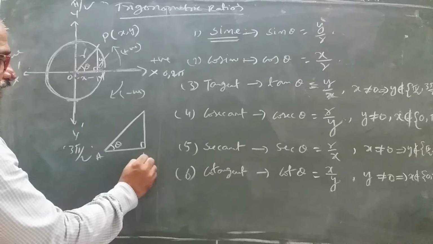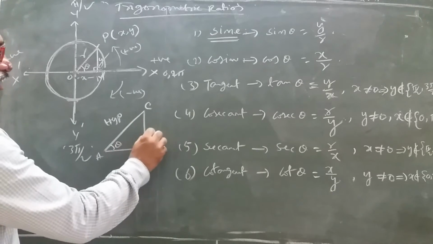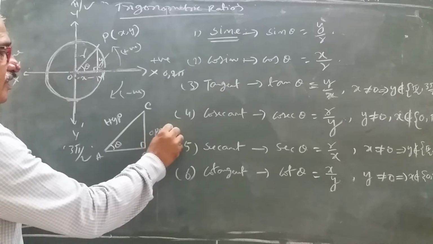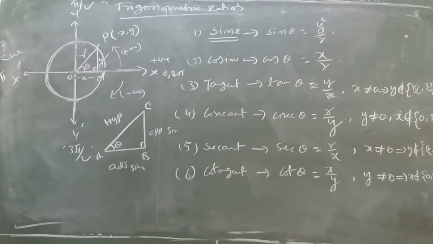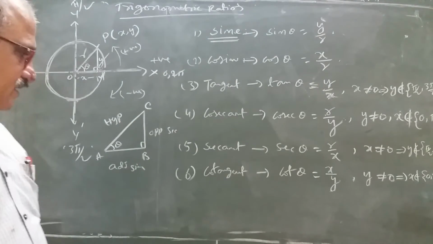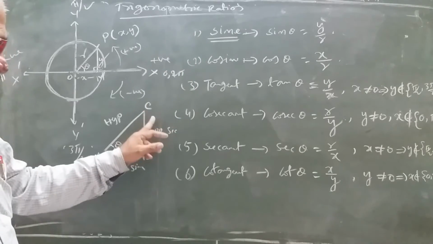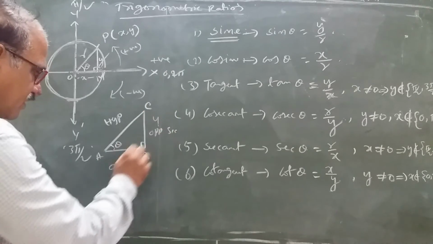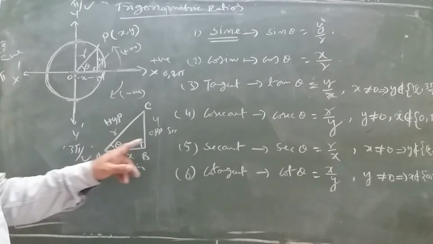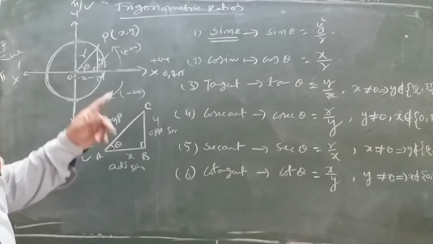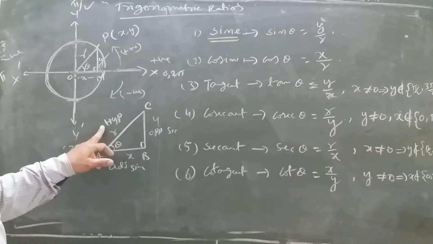Suppose this is theta, A, B, C. This is the hypotenuse, opposite side, adjacent side. From that we can say like this also. Sine of theta is y by r, where y means opposite side, x means adjacent side, r means hypotenuse. By comparing this, sine is opposite side by hypotenuse. Cos means adjacent side by hypotenuse.